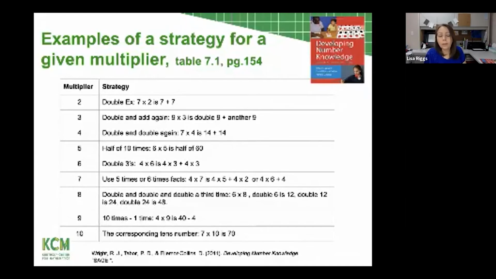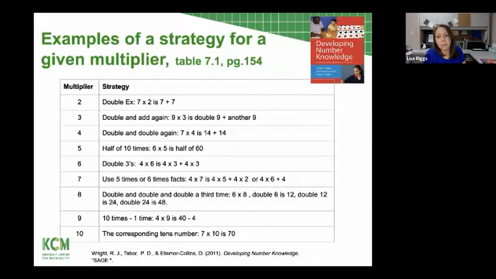Okay. And then once we get to 8s, we can think double, and double, and then double a third time, which is a nice strategy. So if our problem is 6 times 8, double 6 would be 12. Then double 12 is 24. Double that is 48. So doubling can be a strategy to build upon.